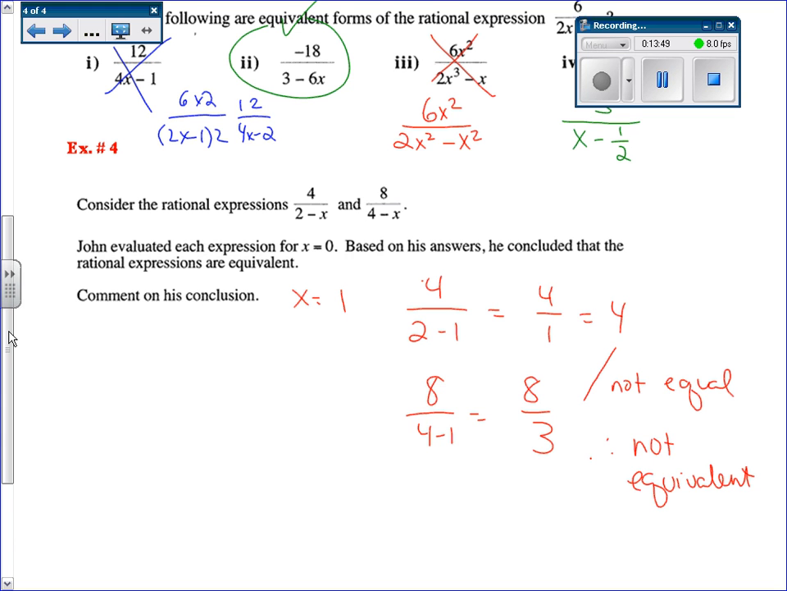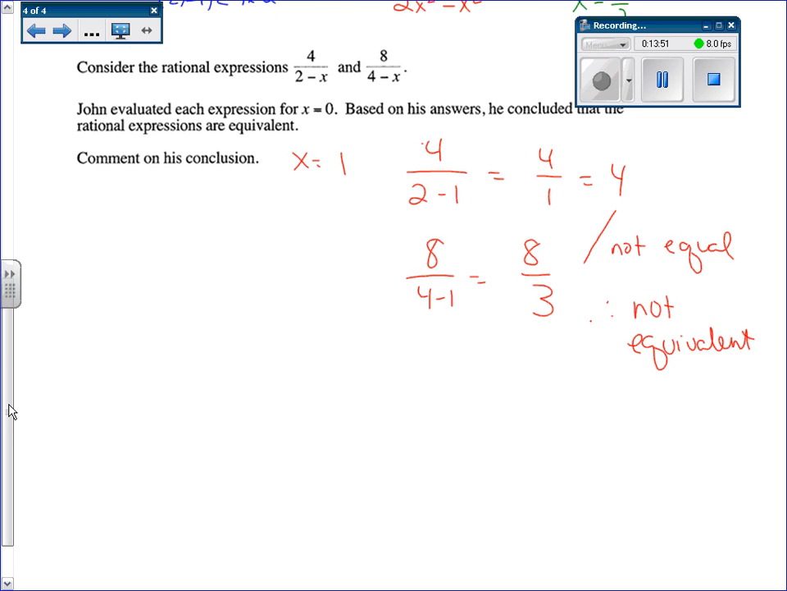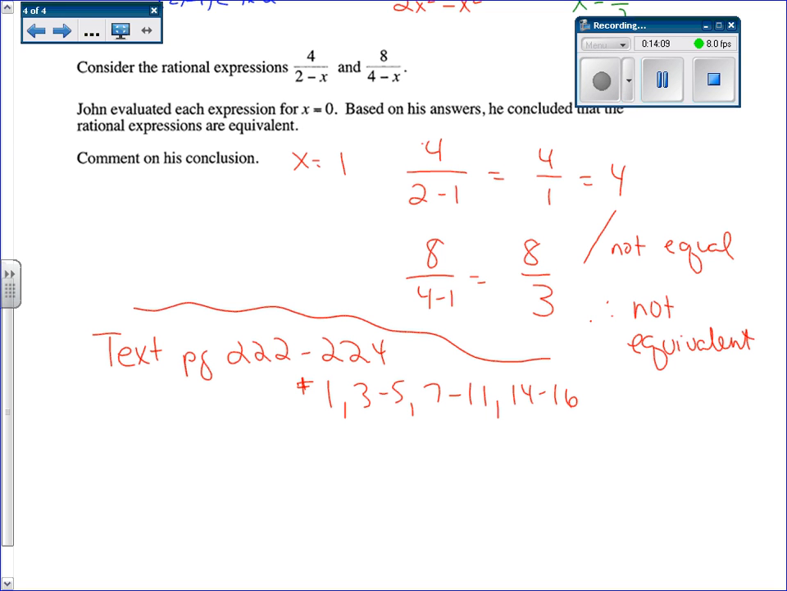That is your lesson for today. The assignment that I'm going to give you is in your textbook, page 222 to 224, numbers 1, 3 to 5, 7 to 11, and 14 to 16. And remember that the answers are in the back of the textbook, so you can be checking that all along.